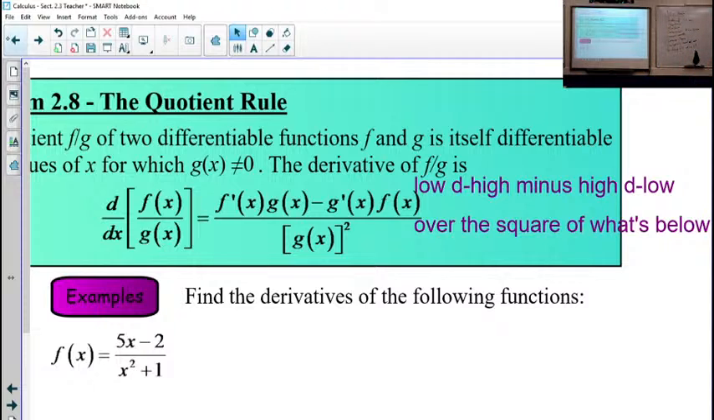And so the way that I'm going to say it for you to remember it is going to be low d high minus high d low over the square of what's below. That's going to be your memory trick for remembering this quotient rule. So low, bottom function here, d high, derivative of the top function, minus high, the top function, d low, derivative of the bottom, over the square of what's below. That's to help you remember the quotient rule in the order that it goes in. So let's look at an example here.